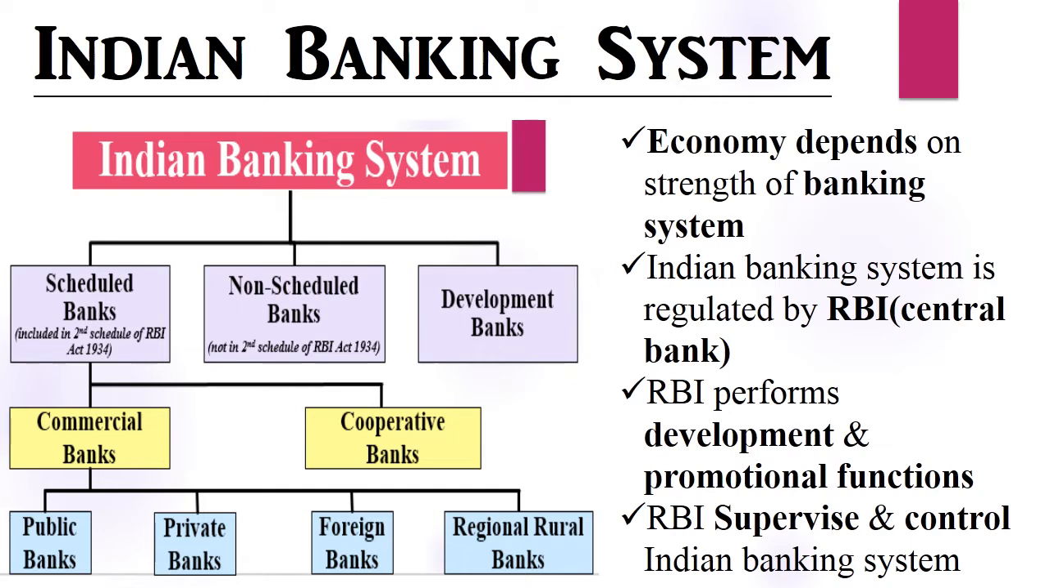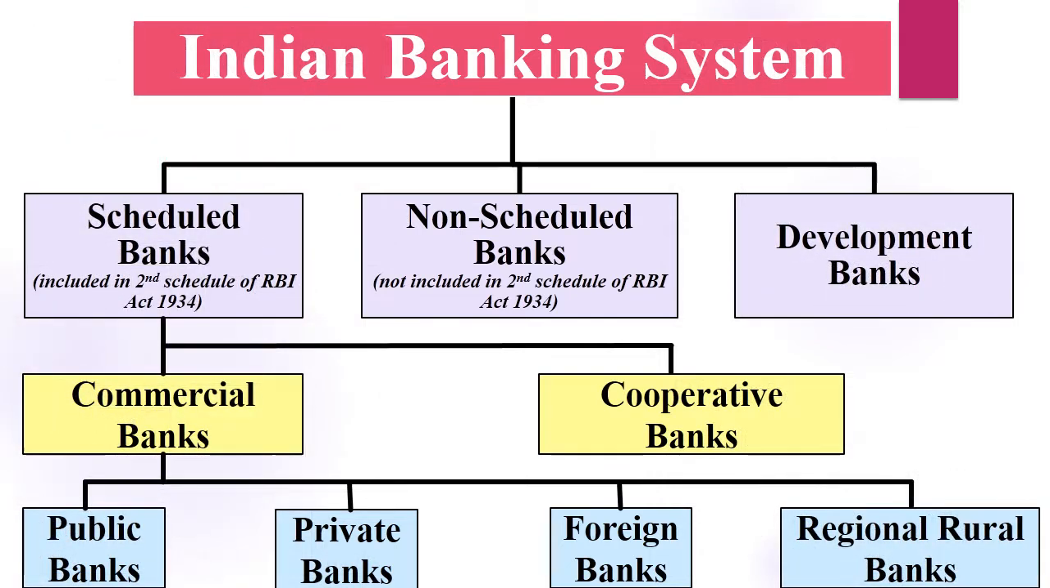The banking system is regulated by RBI, that is Reserve Bank of India. It is also known as the Central Bank of India, and RBI performs development functions and promotional functions. It has full power to supervise and control the Indian banking system. As shown in the figure, the banks which are included in the second schedule of RBI Act 1934 are known as the scheduled banks. These banks are eligible to borrow from RBI.